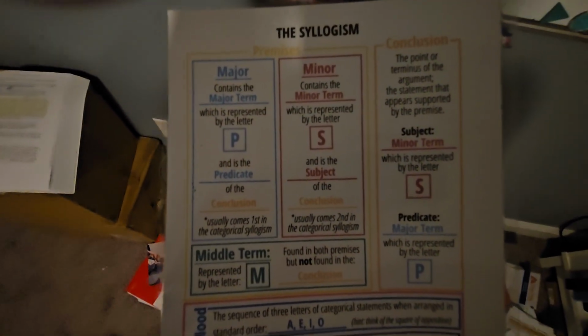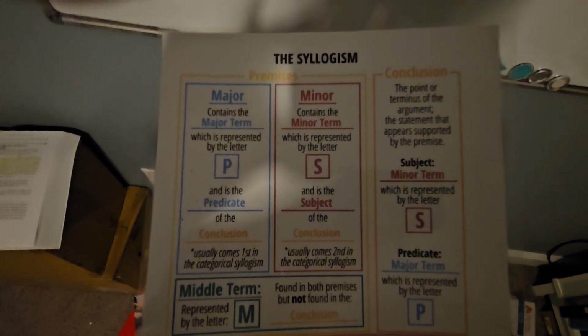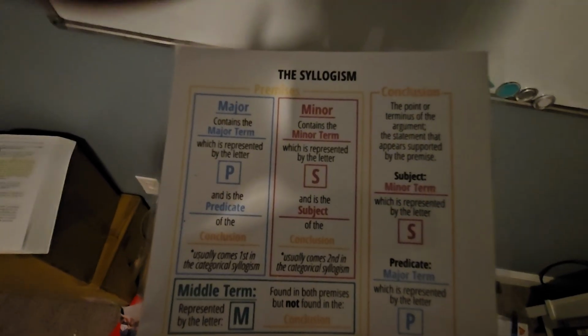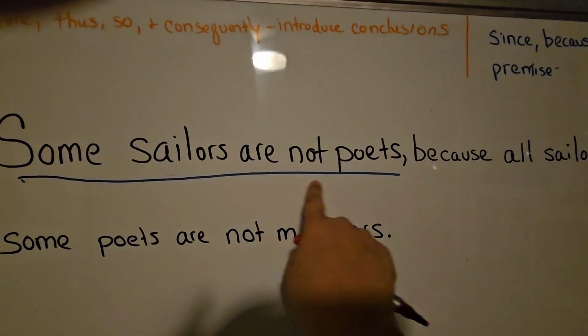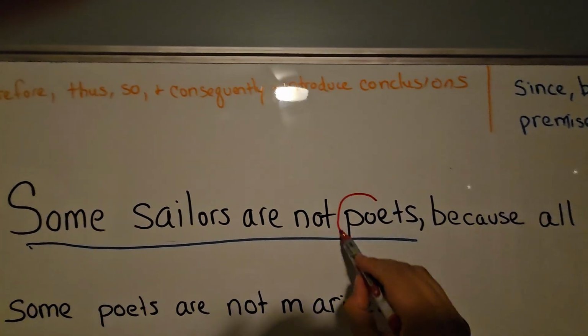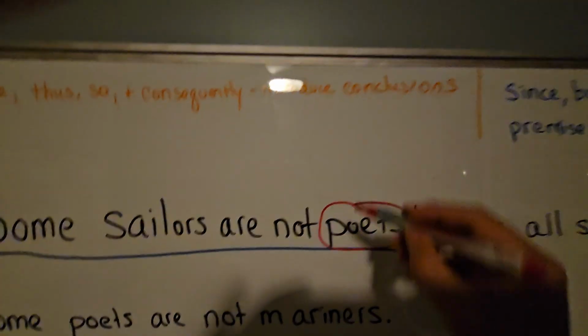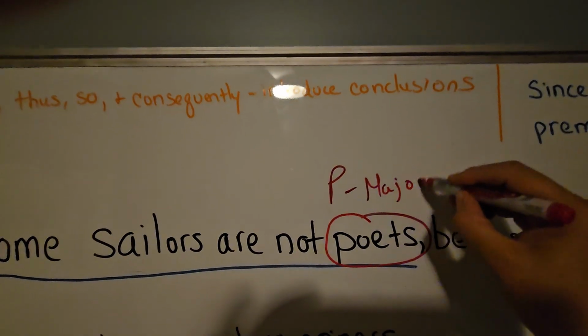Okay, so in the little chart that he'll bring home, or that I'll try to bring Sunday if I can remember, this tells you how to find your major and minor terms. Your major term will always be in the predicate of your conclusion, and it's labeled P. So I'm going to use pink for my major term. In my conclusion, some sailors are not poets, your predicate comes after the verb. So poets is my major term. And like I said, it's labeled as a P. And I'll write that it's major, since we're still learning, so we remember.